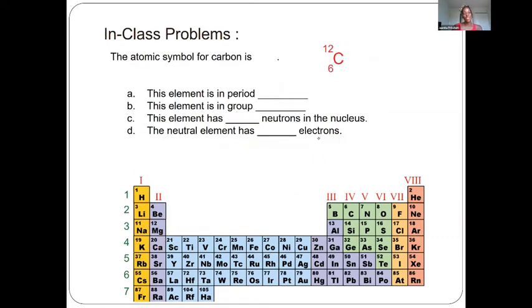All right, let's try another example. It says the atomic symbol for carbon is 12,6C. The element is in which period? So again, locate carbon on the periodic table. We see it here. So that is in period 2, row 2. It is in group 4, column 4. The element has blank neutrons, so 12 minus 6 gives us 6 neutrons. And the neutral element would also have 6 electrons because, again, my protons would equal my electrons.